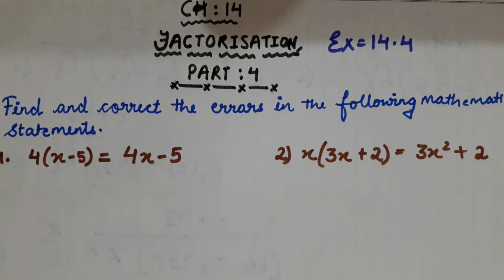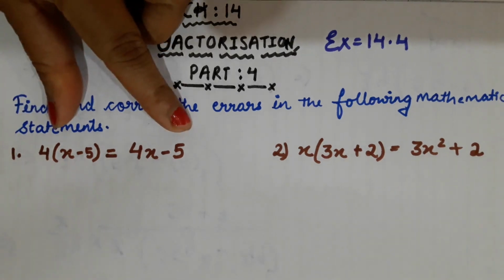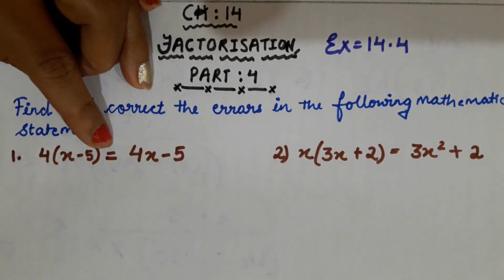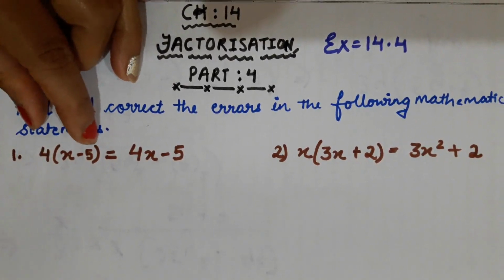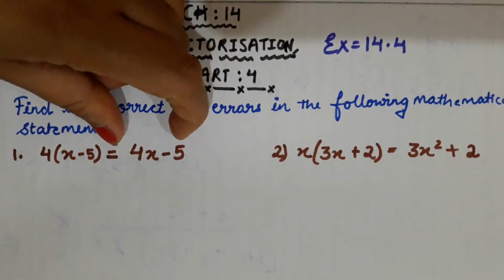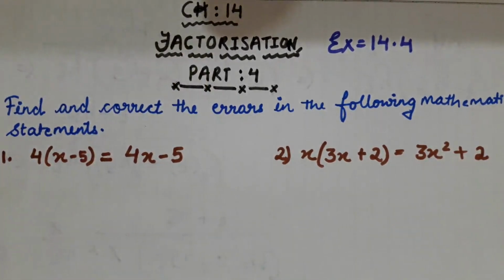So what we need to do, we have to find the errors and change them, remove that error from the question. See children, this is a whole expression we are having. Equal to sign is there. This is the left hand side and this is the right hand side. What we need to do, we need to make them equal. We need to prove them equal. Left hand side equal to right hand side.